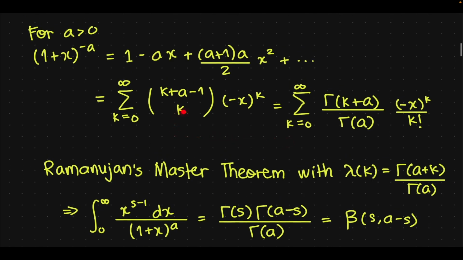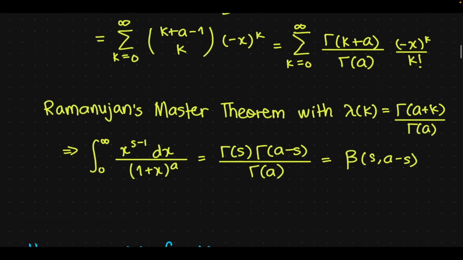We can really nicely write these combinatorial factors in terms of gamma functions, actually factorials, which can be written as gamma functions. So we have gamma of k plus a over gamma of a times minus x to the k over k factorial in a sum from 0 to infinity in k.